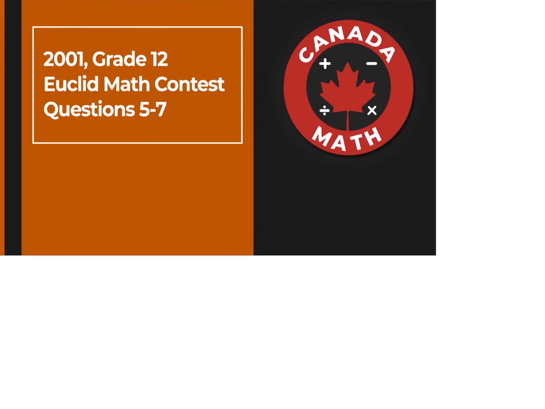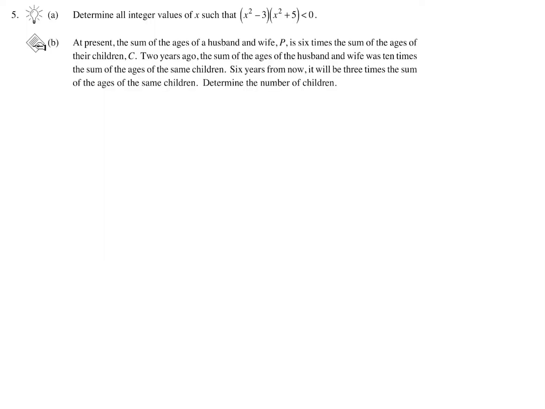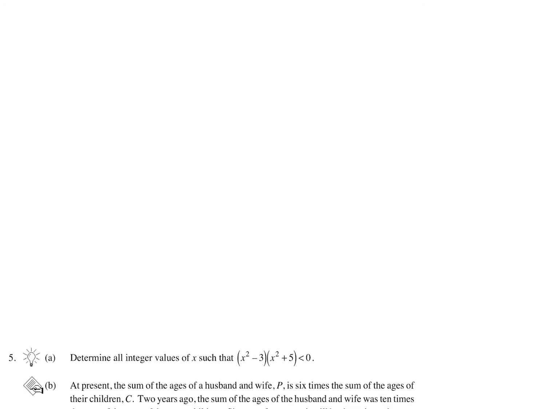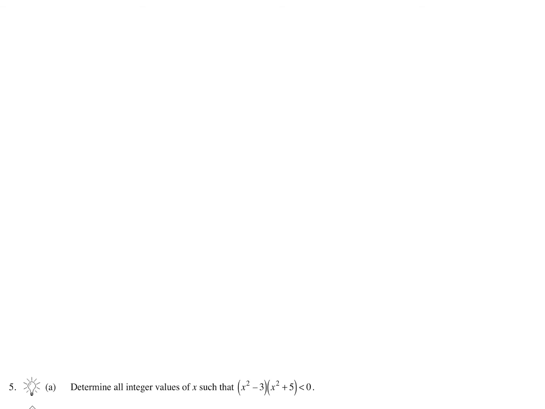Questions 5 through 7 of the 2001 grade 12 Euclid math contest. Determine all integer values of x such that x squared minus 3 multiplied by x squared plus 5 is less than 0. So we have a situation where you have x squared minus 3 and x squared plus 5 is less than 0.